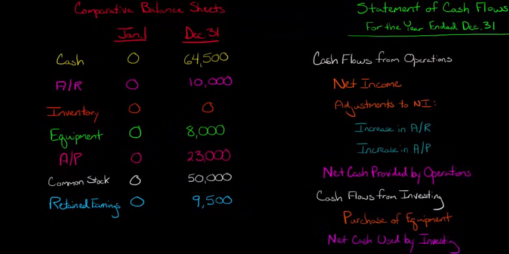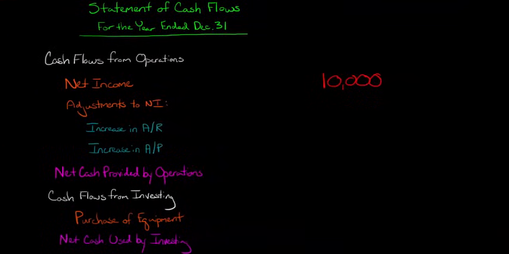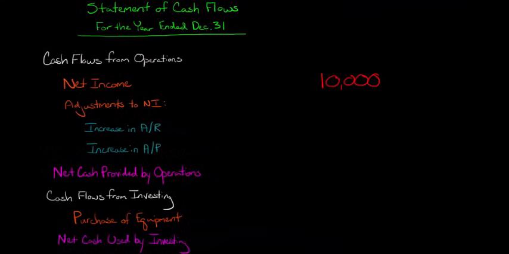We see that we have an increase in accounts receivable of $10,000. When we increase our accounts receivable, we had sales and revenue, which was the corresponding entry that increased our net income, but it didn't affect cash, right? So this $10,000 was not received in cash. Basically when we have an increase in accounts receivable, that's going to be a negative number on our statement of cash flows. That's going to be a use of cash. So we'll put negative $10,000 right here.